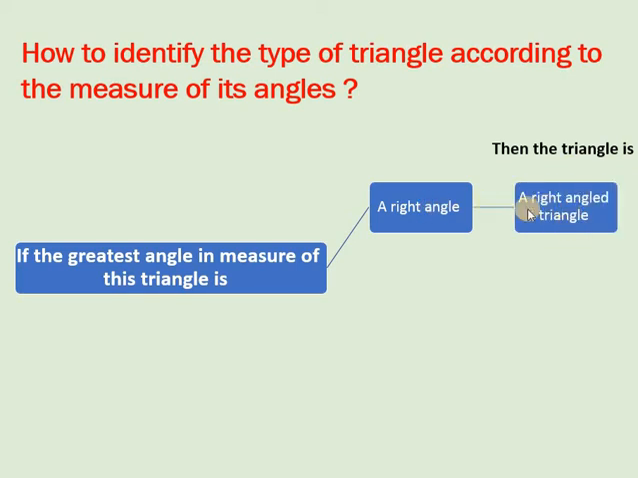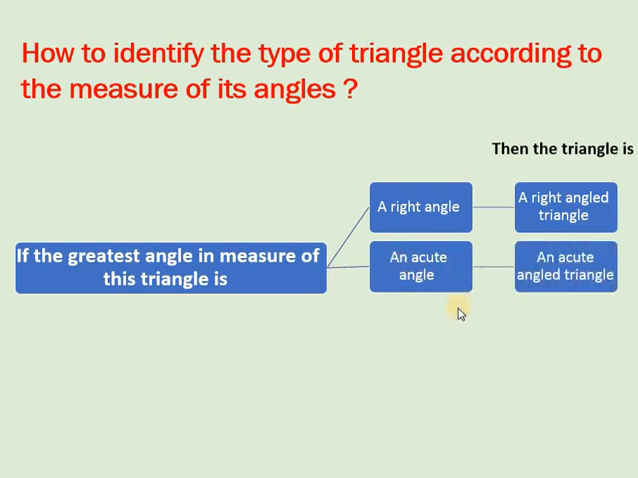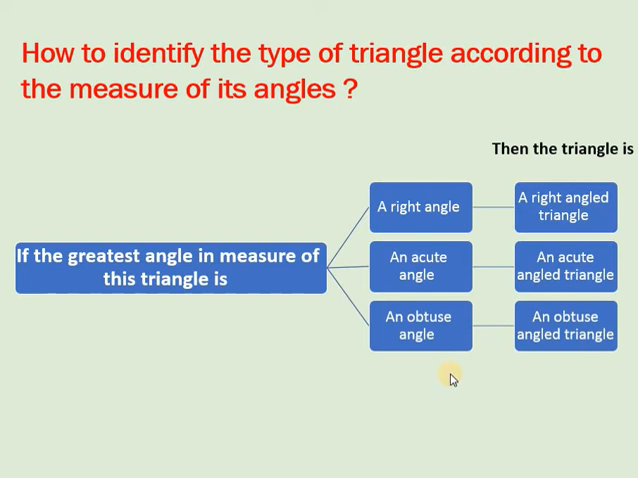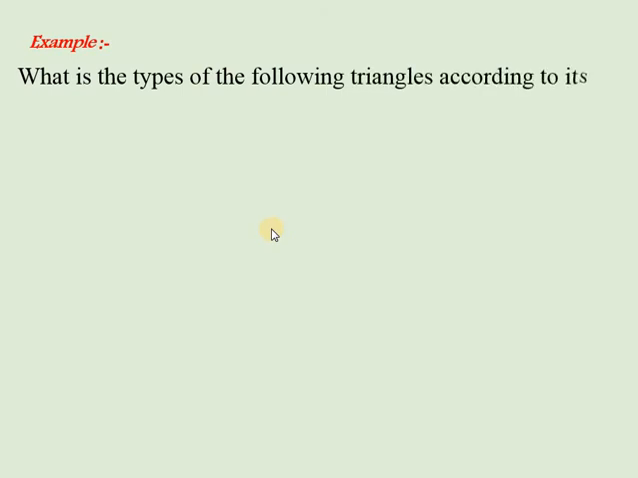Okay, if it's a right angle triangle, and if the greatest angle is acute, it's an acute angle triangle. And if the greatest is obtuse, we call it an obtuse angle triangle. Okay, look here. What is the type of the following triangle according to its sides and angles?